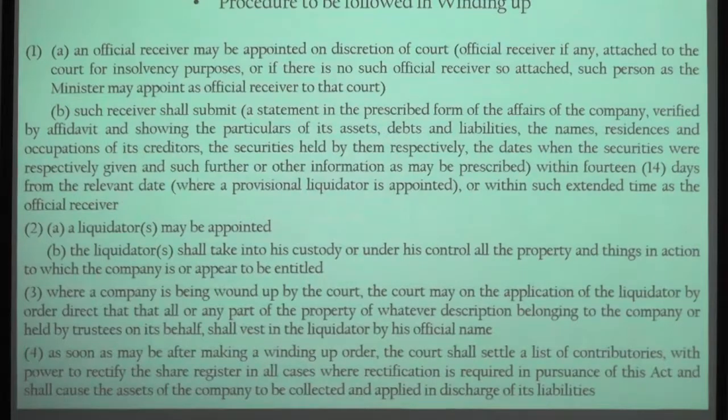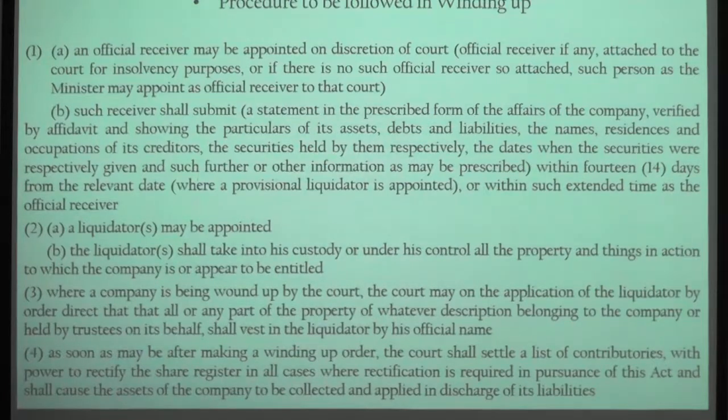He is preparing and showing the particulars of the assets, the debts, the liabilities, the names, residential addresses and occupations of its creditors, the securities held by them respectively, if there are any secured creditors who have given secured loan facilities, such as Solomon in the Solomon versus Solomon and Company Limited case, the dates when the securities were respectively given, and such further or other information as may be prescribed.